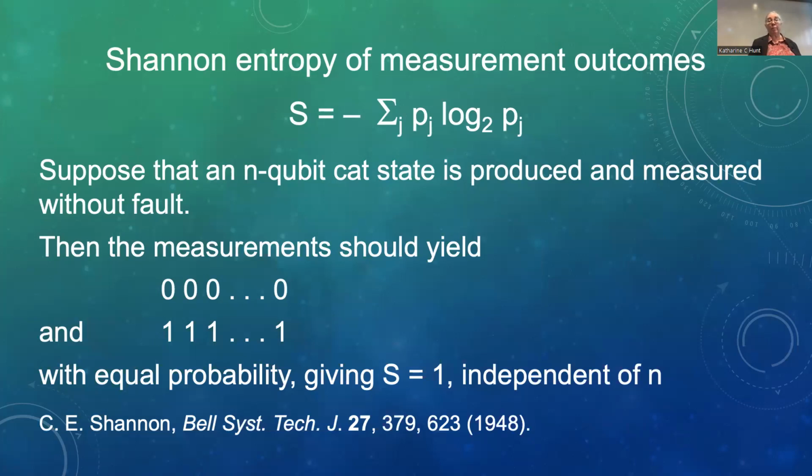So the Shannon entropy of measurement outcomes is the negative of the sum over j of pj log base 2 of pj. The advantage of being log base 2 is that the interpretation is very intuitive. If the n-qubit cat state could be produced and measured with no faults, then the measurement should yield just either 0000 or 1111 exclusively, with equal probabilities, no other outcomes. That would give S equals 1 independent of the number of qubits.